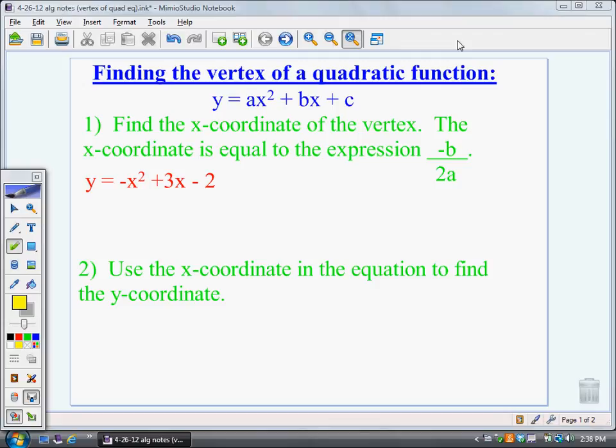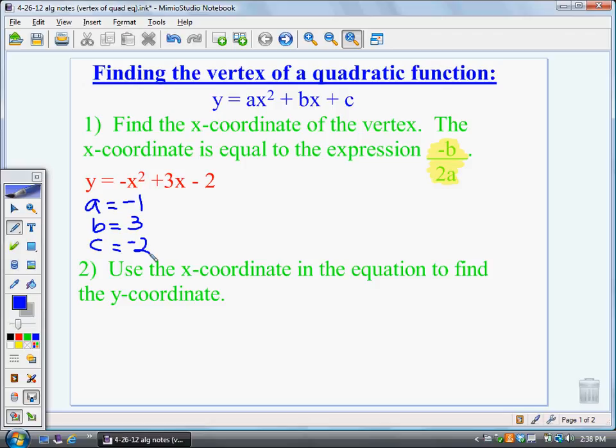The x-coordinate is equal to this expression right here, opposite of b over 2a. So in this equation, where we have y equals negative x squared plus 3x minus 2, a is the coefficient of x squared, that's negative 1. b is the coefficient of x, which is 3. And c is that constant, which is negative 2. And we only need to know a and b, obviously, to do this.